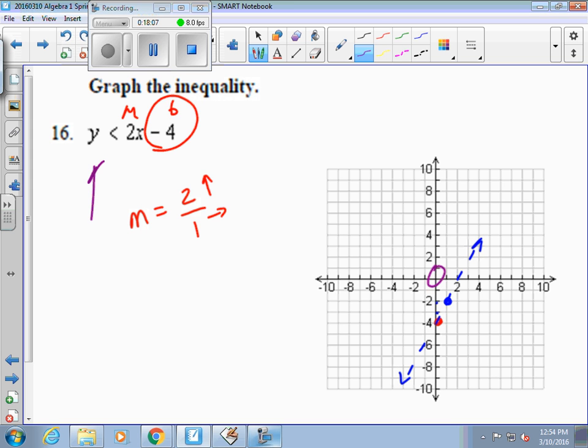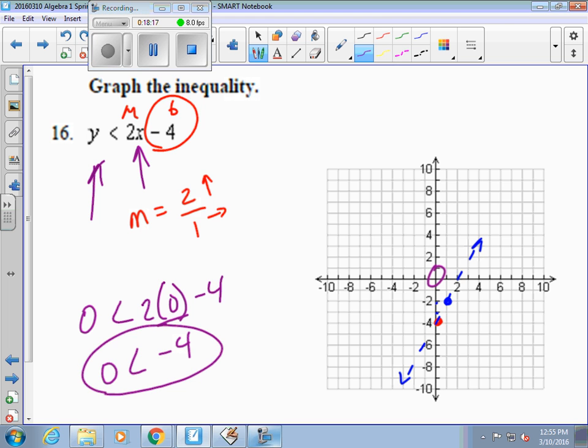We can plug in 0 in place of y. 0 is less than, in place of x, 0 minus 4. Anything times 0 is 0, minus 4. Right here, evaluate this one's truth value. 0 is less than negative 4. That is false, which means everything away from 0, 0 is correct. That's your graph for number 16.